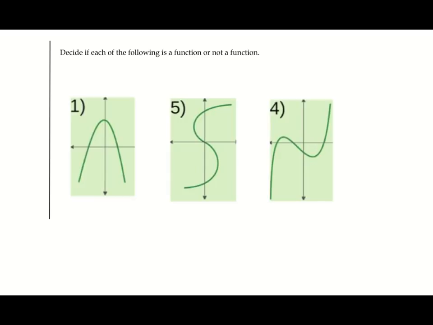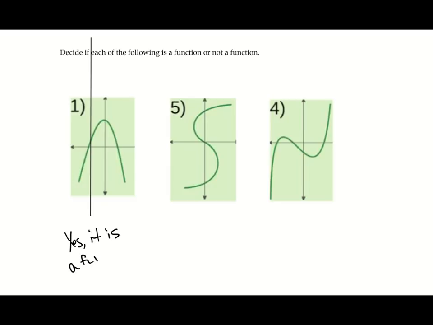Okay, so the first question we have here is to decide whether or not each of these is a function. So we have to take this vertical line that we have and slide it across our function to see if we ever hit more than once. We don't want to hit more than once. If we don't, like if you look right here, we're only hitting one time. That means we passed the vertical line test, and we can say in this particular case that yes, it is a function.